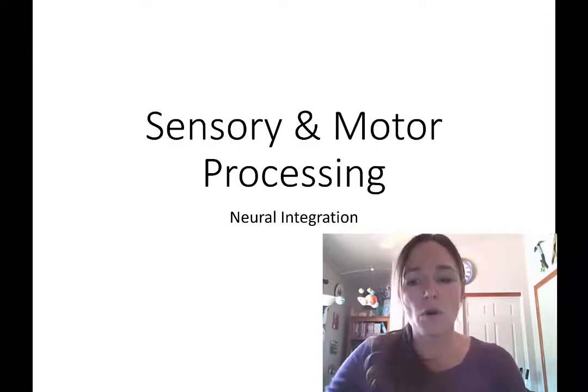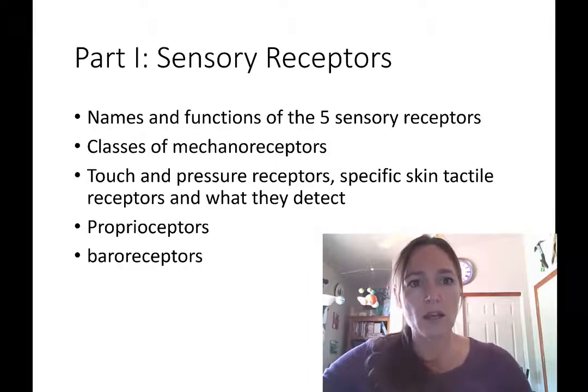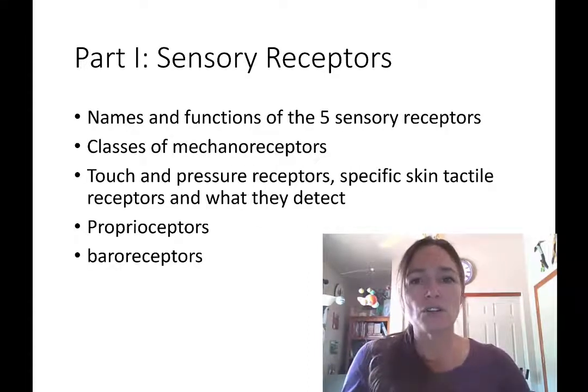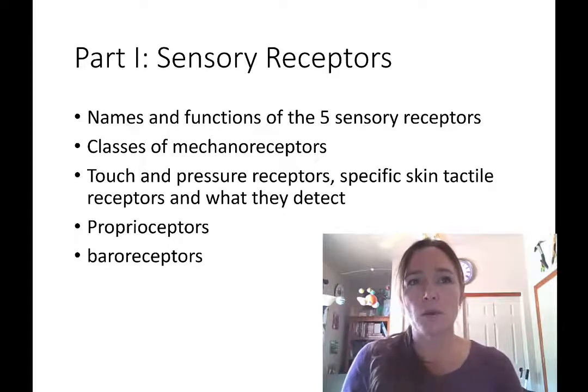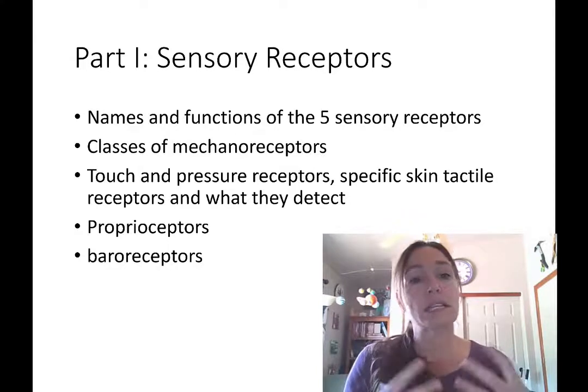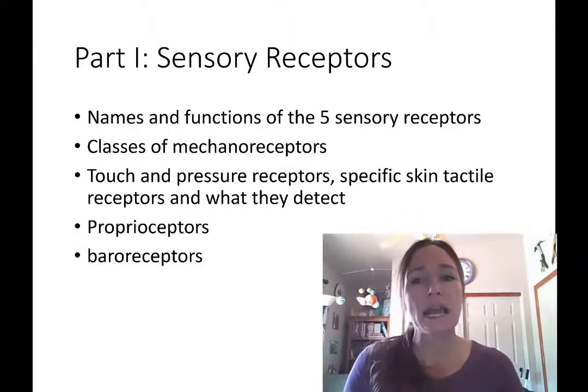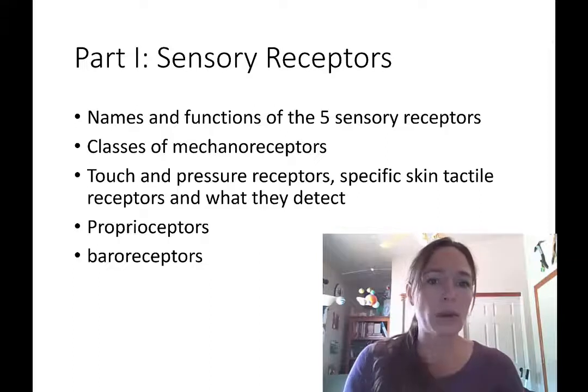So, sensory and motor processing. We have sensory receptors, and you should know five main types: the nociceptors, the baroreceptors, the mechanoreceptors, and the chemoreceptors. There are these different types, whether it's about pain or pressure.